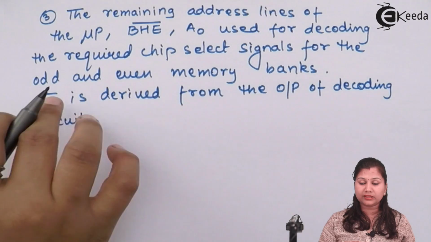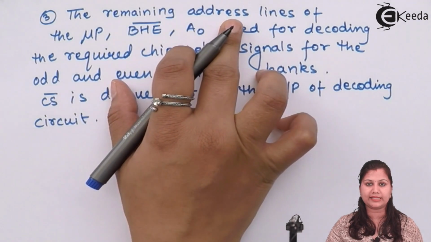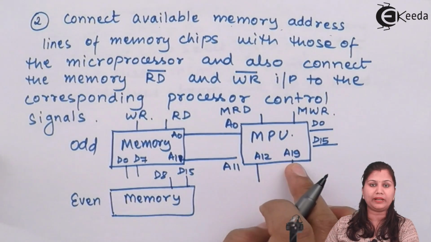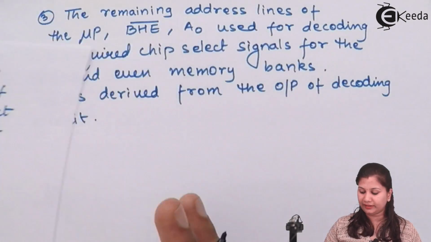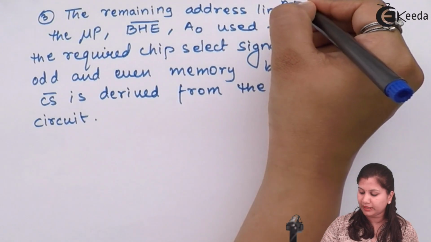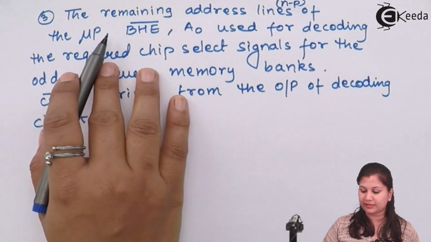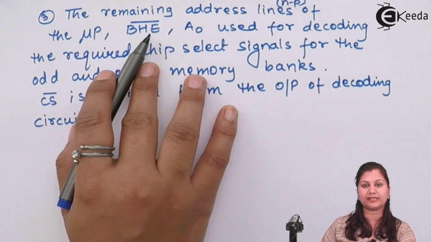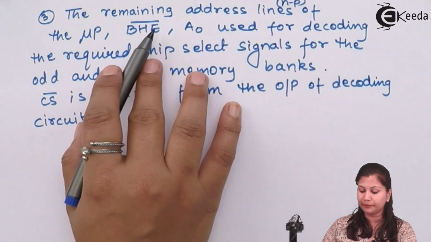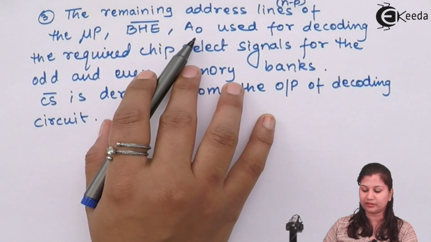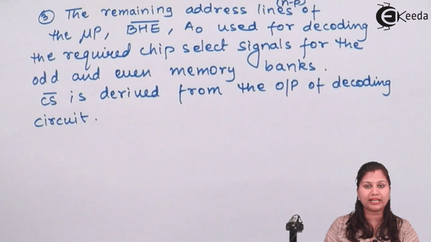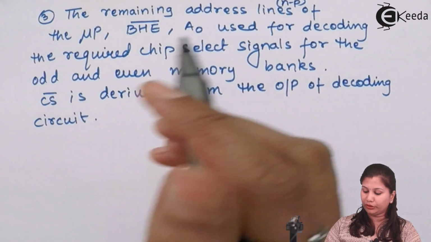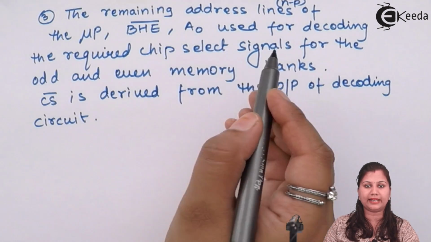Okay, now in the third step, the remaining address lines, that is for the case of 4 kilobyte of memory, we are taking A12 to A19. So the remaining address lines, we can say N minus P address lines of the microprocessor, plus the bus high enable. In the case of the 8086 microprocessor, we have a signal bus high enable. This signal and the A0 signal, these three, that is the remaining address lines, BHE and A0, will be used to decode the required chip select signals.